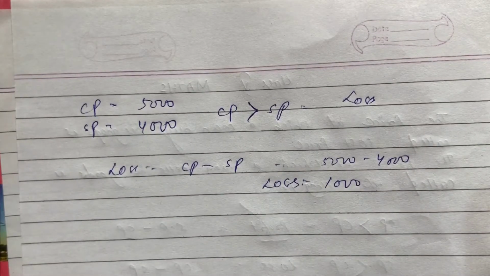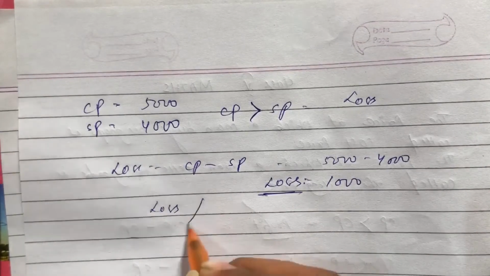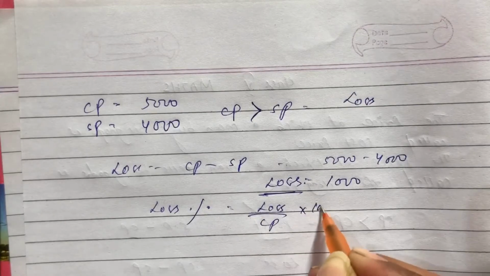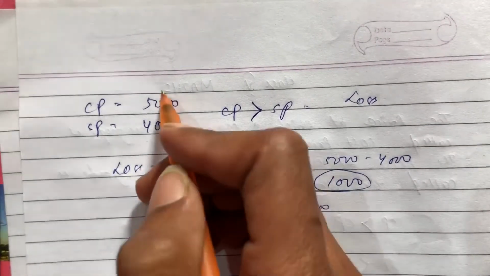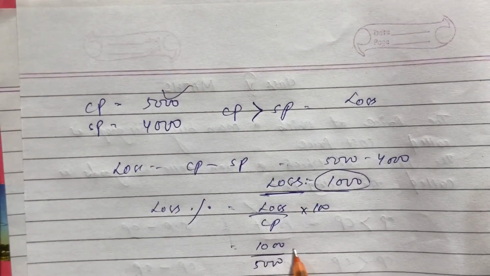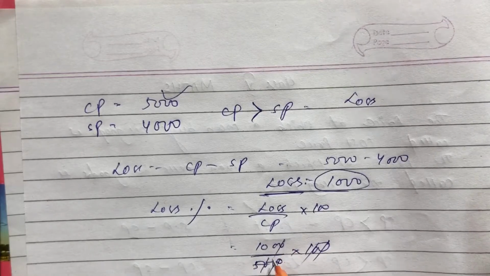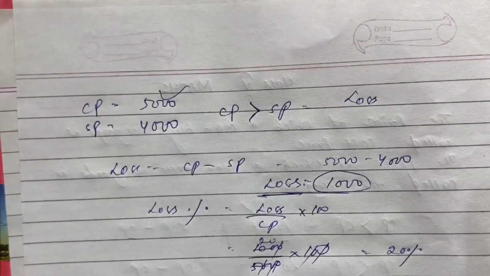If it is a loss, then you have to find the loss percent. Loss percent is equal to loss by CP into 100. The loss here is 1,000, so 1,000 by CP, that is 5,000, into 100. Cut it and that is 20%. 20% is the loss. Clear?